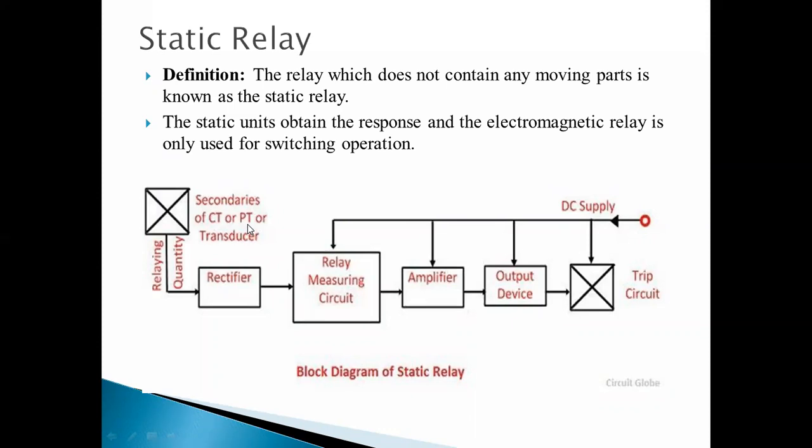We are protecting a transmission line, which means we are taking supply from the transmission line only. Therefore, the primary should be connected to the transmission line, and from that the CT or PT or transducer. Transducer, what is meant by transducer? Can anyone tell me?